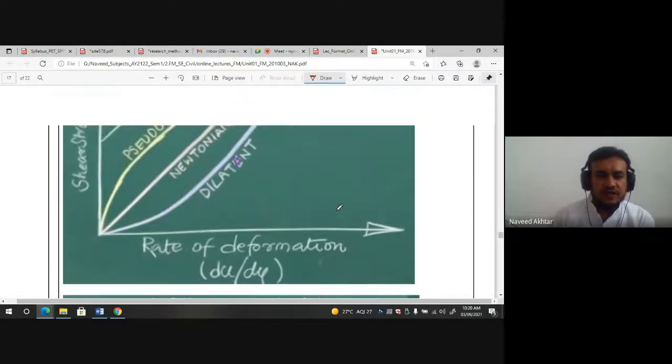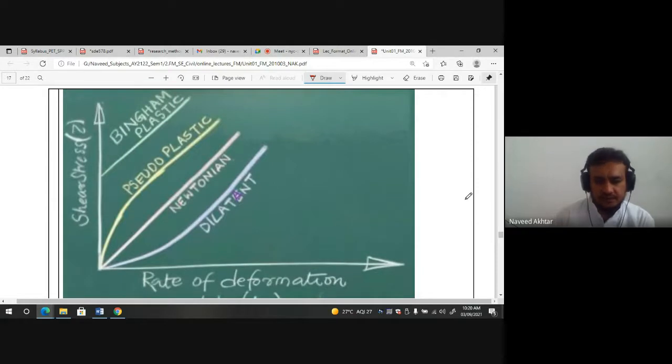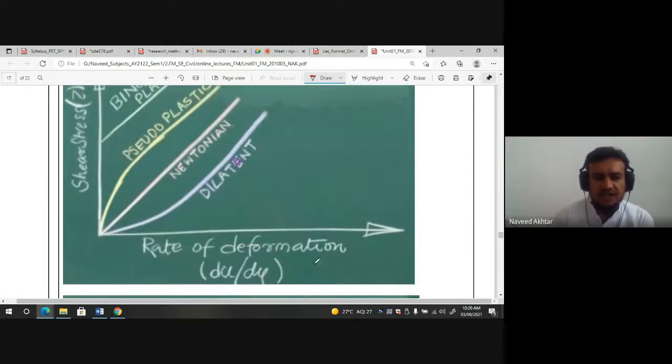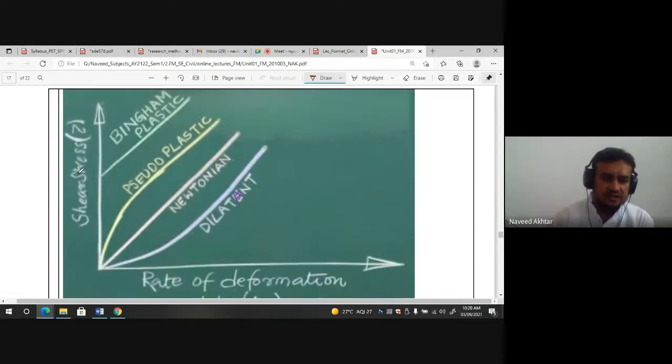Okay, so here you can see in this diagram the rate of deformation, that is du by dy, and the shear stress. If tau is proportional to du by dy, then this is nothing but a Newtonian fluid. So this is called a Newtonian fluid. But this other one is called an ideal fluid. Ideal fluid generally doesn't exist in real life.